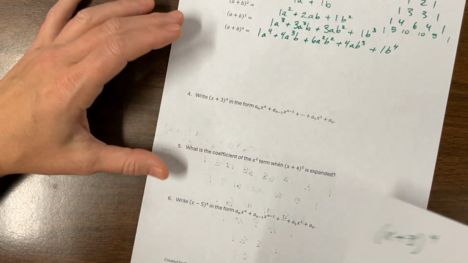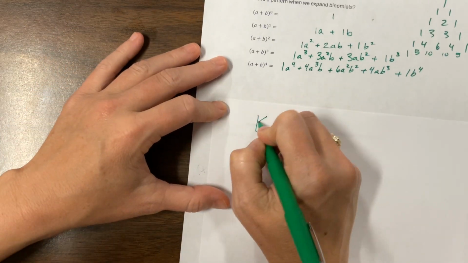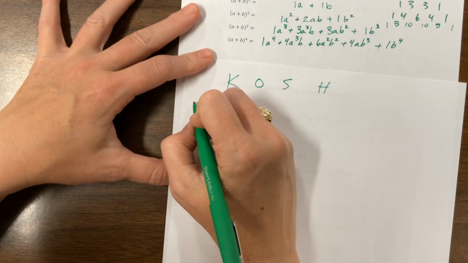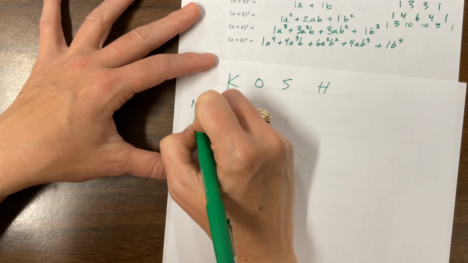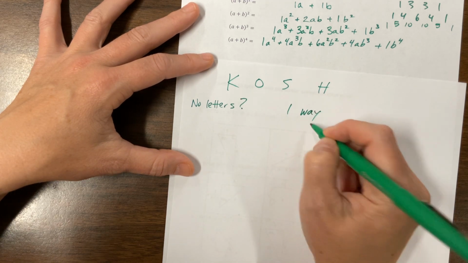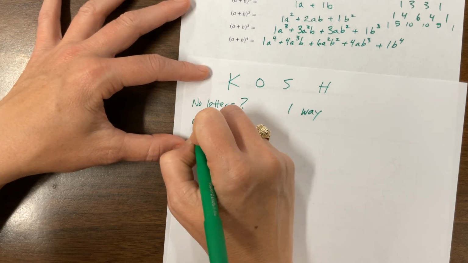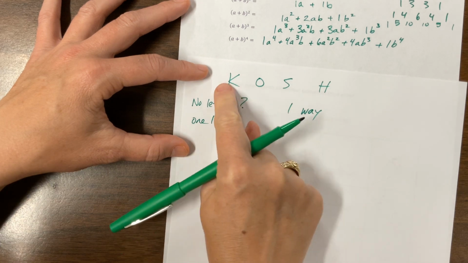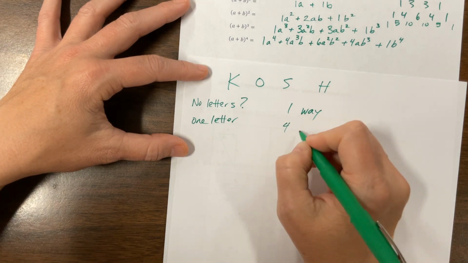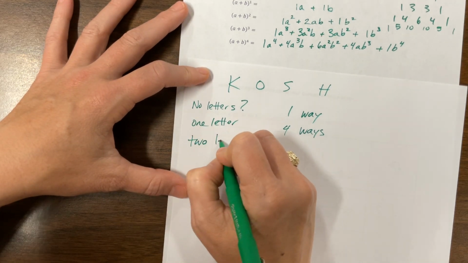Okay, now the cool thing too is that I like to use this example. We are going to take the letters in my name because I have 4 letters in my name and it's fantastic. Okay, we're going to see how many ways can I choose no letters. Well, if I choose none of them, there's just one way. Okay, I have none of them. Done. There's only one way that can happen. How many ways can I choose one letter? Well, I can either choose the K, or I can choose the O, or I can choose the S, or I can choose the H. Okay, and so there are 4 ways that I can choose one letter. Okay, now let's look, how many ways can I choose 2 letters?